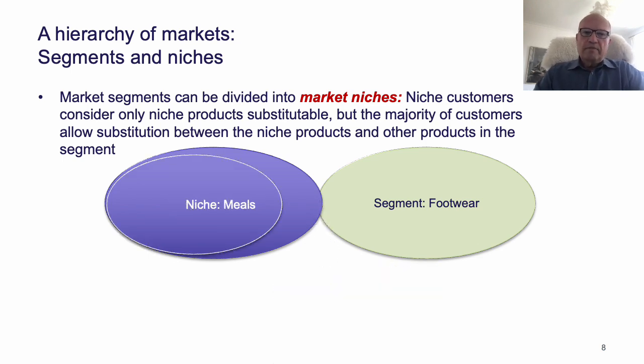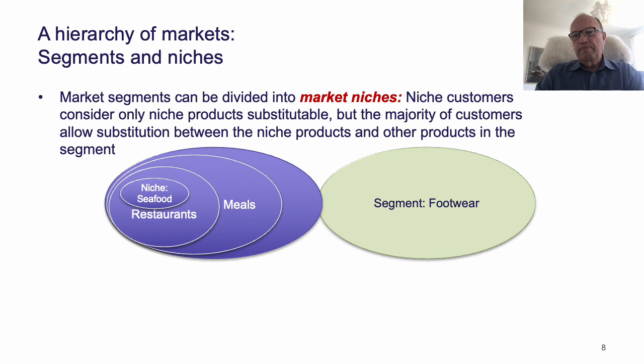Within the food market, we can identify niche markets for meals versus snacks. And within meals, we can talk about restaurant meals and home-cooked meals. And within restaurant meals, we can identify another niche of, for example, seafood restaurants.